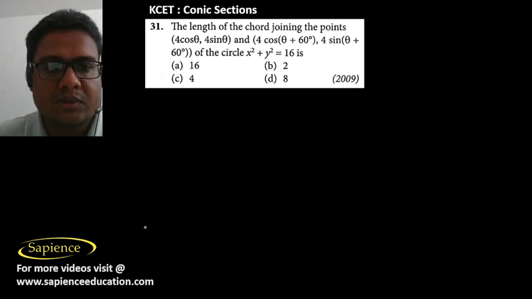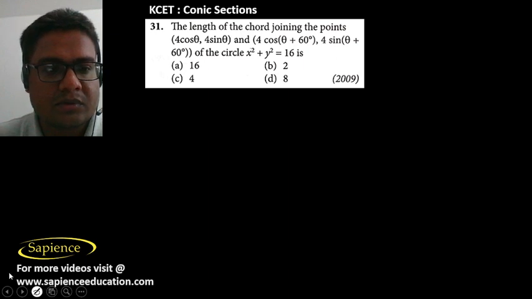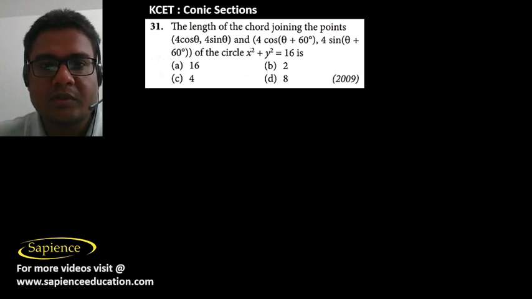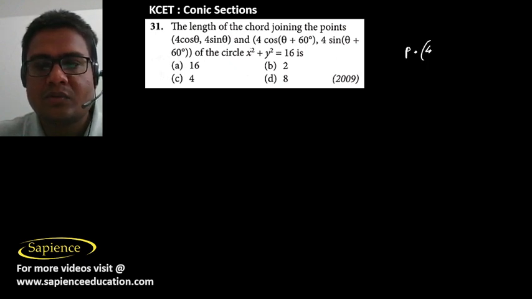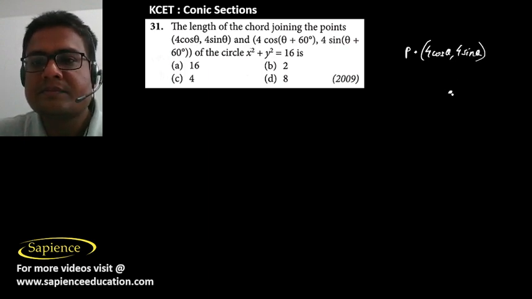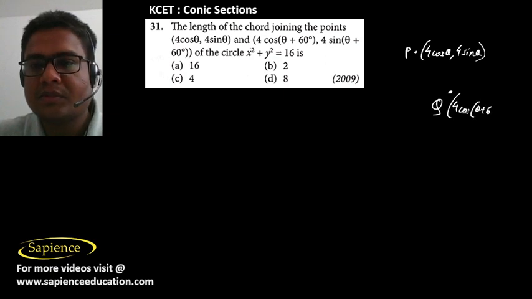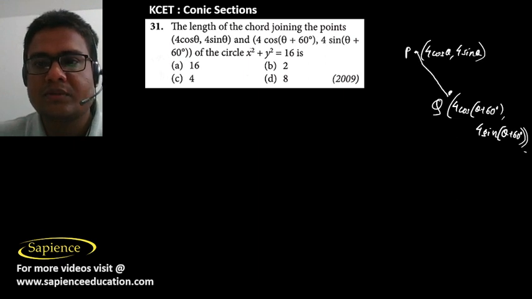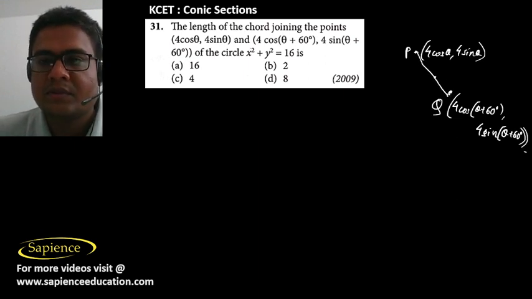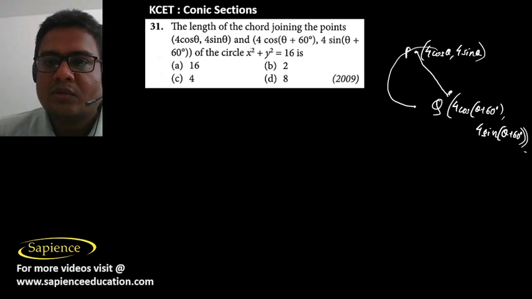So here we shall start from the question number 31. It is being asked the length of the chord joining the points P, which is 4 cos theta, 4 sin theta, and Q, which is 4 cos theta plus 60 degree, 4 sin theta plus 60 degree. So the length of this chord we have to find, the length of this chord on the circle.